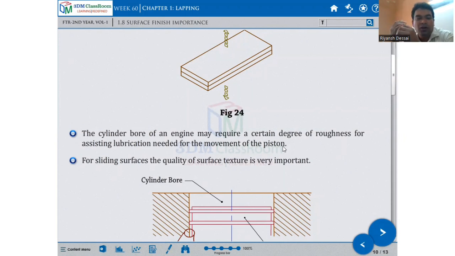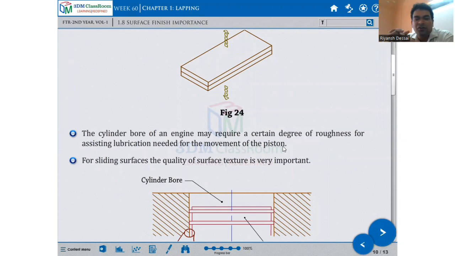Because to assist the lubrication needed for the movement of piston. Think roughness, that oil layer stays on a rough surface, so that the piston can slide inside the cylinder. Whereas slip gauge does not require roughness, but in the cylindrical liner inside the engine we require some roughness because it assists the lubrication needed for the movement of the piston.